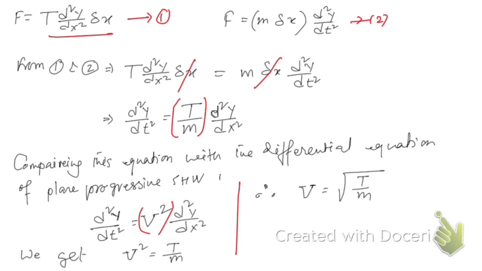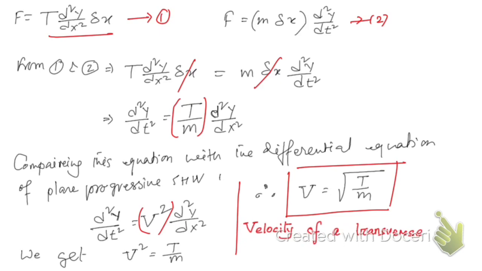So this is the velocity of propagation of a wave in a stressed string. So here is the velocity of a transverse wave along a stressed string. So this is what we needed to find. Hope you have understood this.